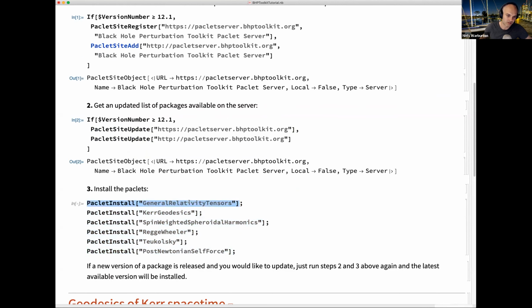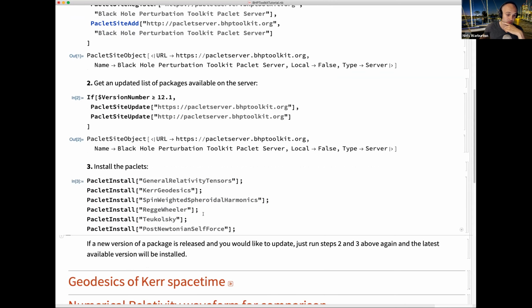We're not going to look at general relativity tensors today. We won't be looking at spin-weighted spheroidal harmonics explicitly, though it is used, so it's important. Again, it's a very useful package and was the very first package in the toolkit. Likewise, we won't be using Regge-Wheeler today, but if you're interested in perturbation theory, you may as well install it. But we will be using all the others. If you run that, again, for me it does nothing, but if you haven't got it installed, it will install those packages for you.